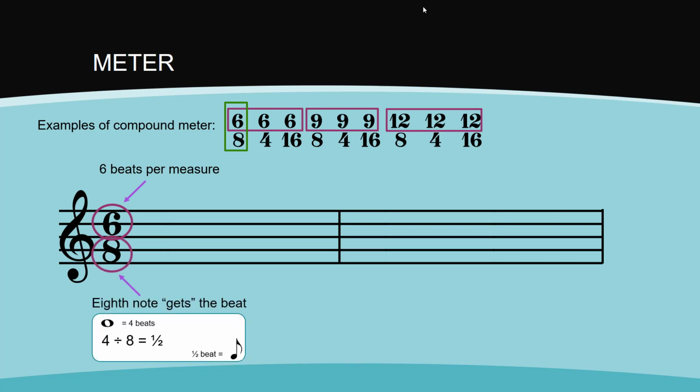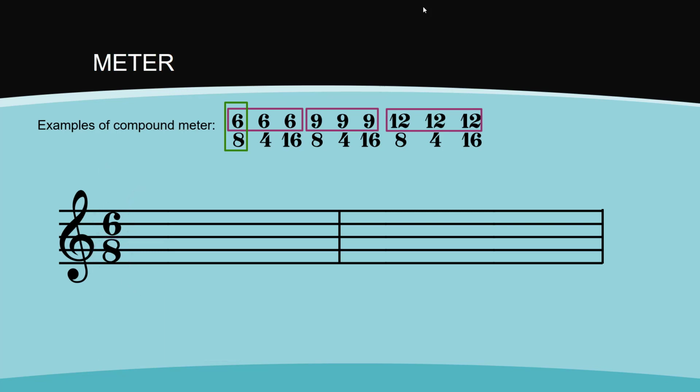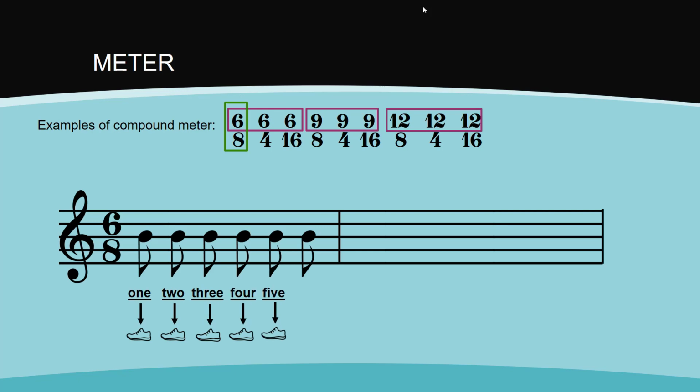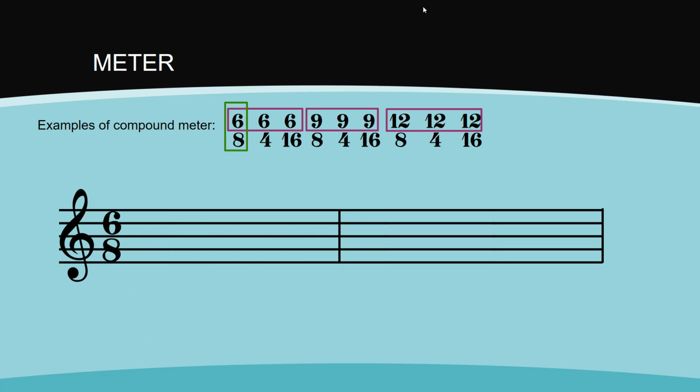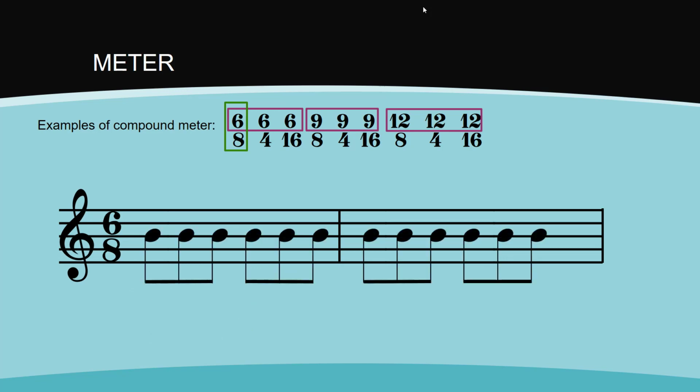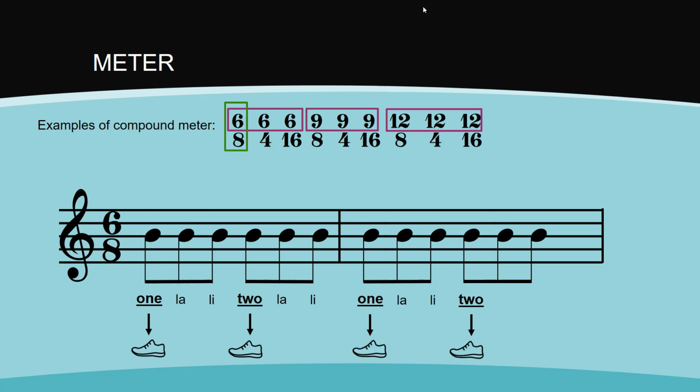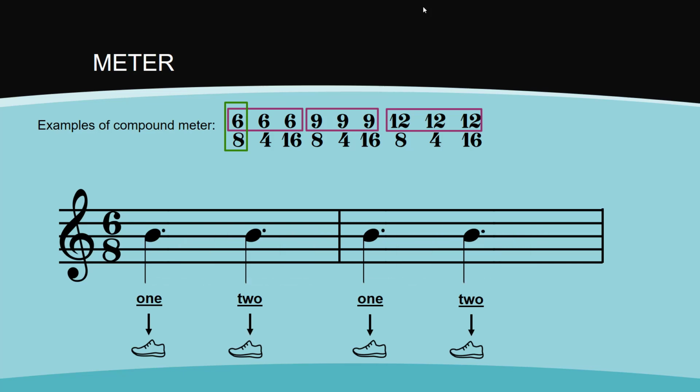Most often, due to tempo considerations, we don't count each eighth note with one foot tap. 1, 2, 3, 4, 5, 6. Instead, we group the 6 eighth notes together into 2 groups of 3, and we count 1 lolly, 2 lolly, 1 lolly, 2 lolly, and only tap our foot twice in a measure. So actually, in 6/8 meter, there are 2 beats in a measure, and the dotted quarter, which is equal to 3 eighth notes, gets the beat.